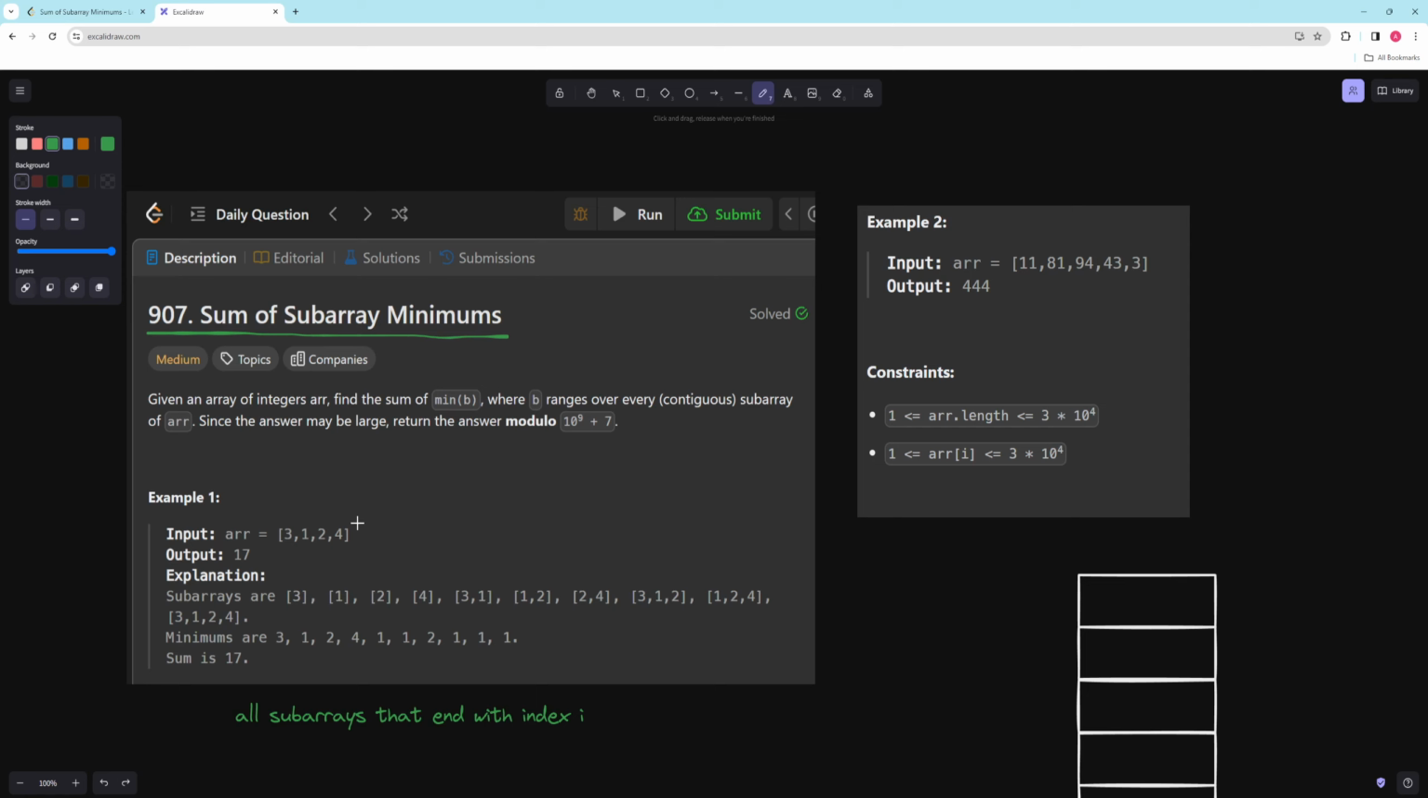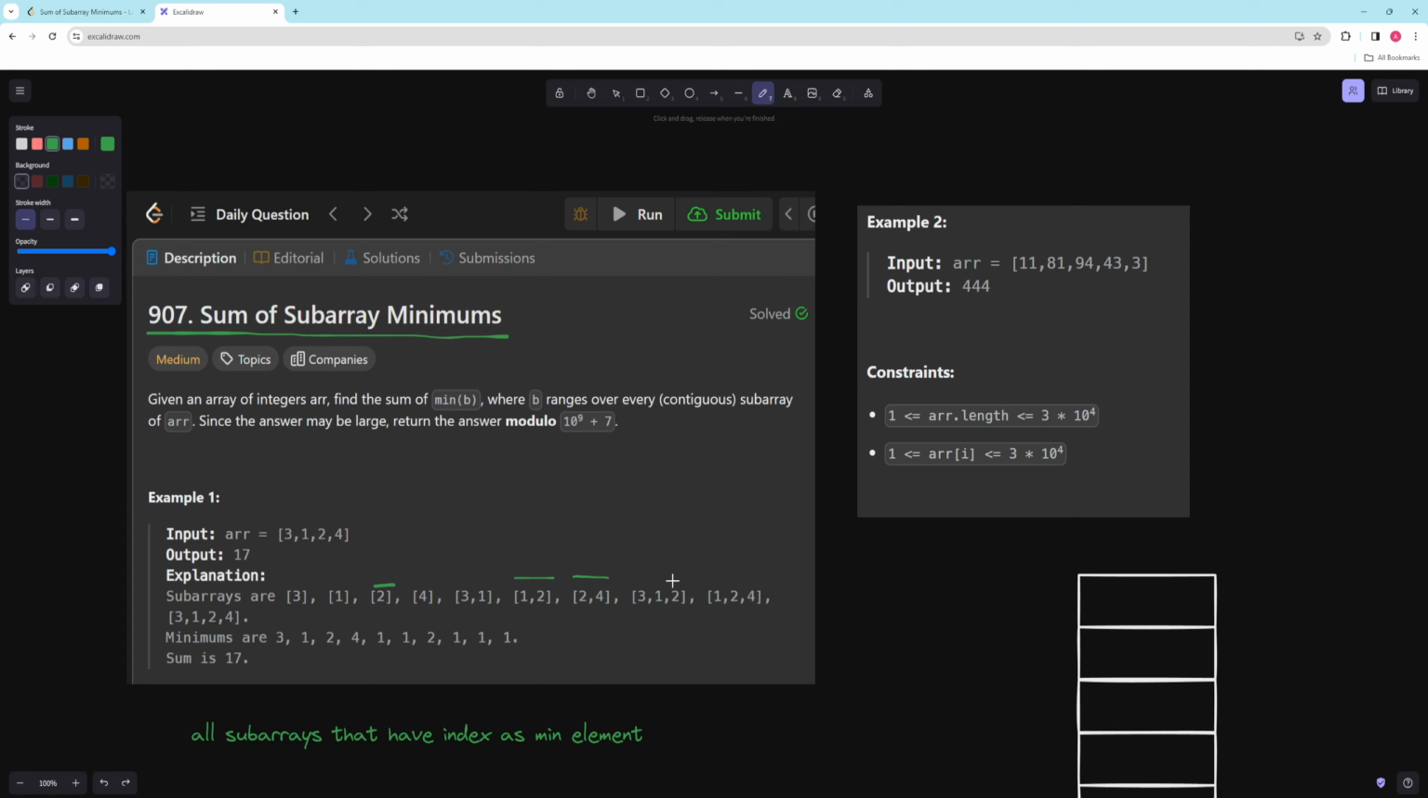But here, the tricky part is that instead of subarrays that end or start with an index, what you really need is all subarrays that have that index as the min element. So, for example, here you would say, okay, give me all subarrays with 3 as the min element. Well, that's just 3, and you need to get that in constant time. Then all subarrays with 1 as the min element, so that's going to be this one, this one, this one, this one, and this one, and this one. Then all subarrays with 2 as the min element, which is going to be this one, this one, this one.